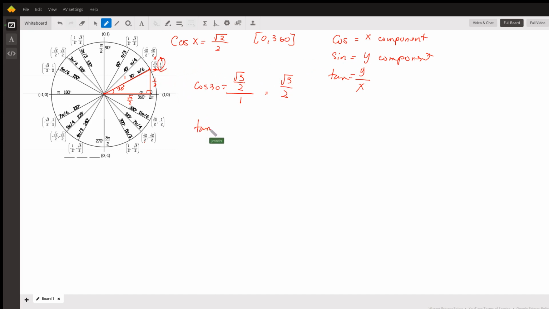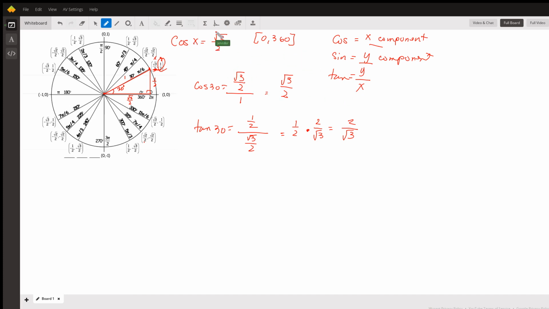If you want tangent 30, it means y over x, so your y is 1/2 over square root of 3 over 2. Keep the numerator, multiply by 2 over square root of 3, and that would be equal to 1 over square root of 3. This is your tangent. Of course, you need to rationalize that. So that's what it means when you say cosine: you just use the x component, sine is the y component, tangent is y over x.